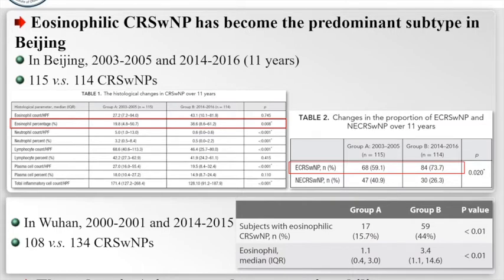Therefore, nowadays in Beijing, China, eosinophilic nasal polyps have become the predominant subtype. At the same time, in Wuhan, as we can see, the proportion of eosinophilic nasal polyps was significantly lower, only 44%.